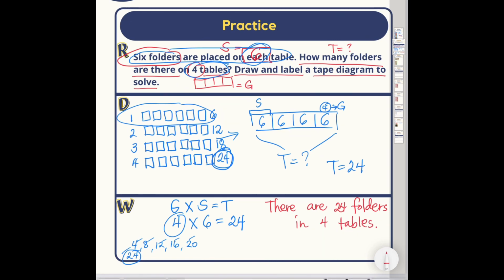There you go, boys and girls. Don't forget to watch the video again if you are confused. Answer the problem sets and your exit ticket. Don't forget to submit.